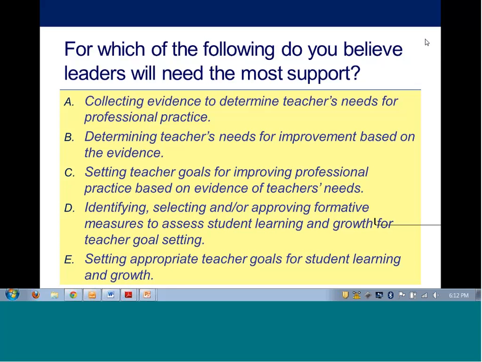Second to that really are 3 areas at 20%: determining teachers' needs for improvement based on the evidence, not just our intuition or our perception of a particular person; identifying, selecting, or approving formative measures to assess student learning and growth, meaning what we are going to allow teachers to use to show student learning and growth; and then setting appropriate teacher goals so that we can say students have the amount of student learning and growth we expect.